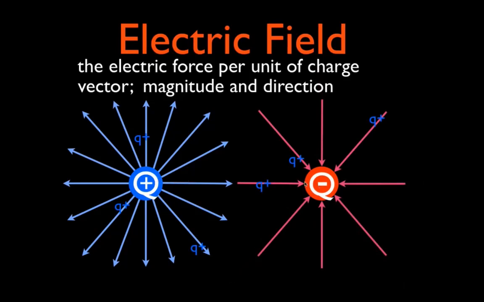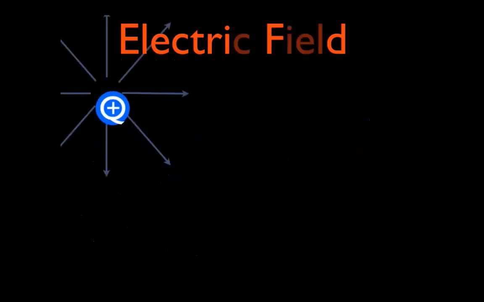Positive away, negative toward, or from the positive to the negative. And that's how you determine the direction of the electric field. Okay? Now, what about the magnitude?